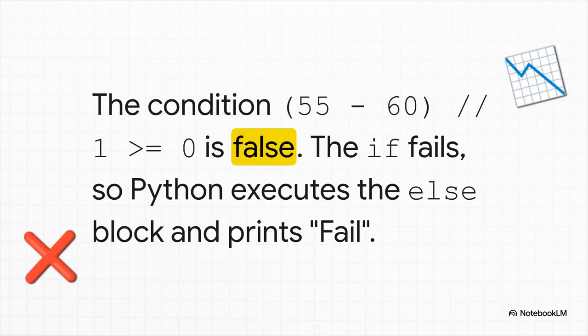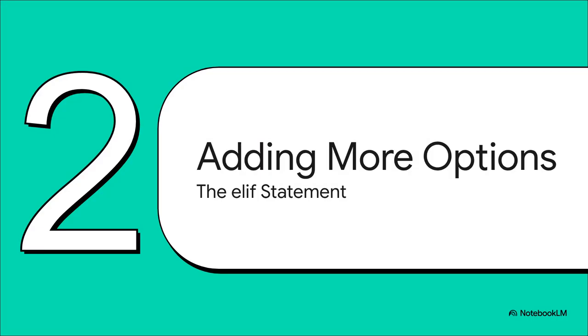And the answer is fail. So why is that? Well, for the code inside an if block to run, the condition has to be true. In our case, 55 minus 60 is -5, and -5 is definitely not greater than or equal to 0. So, because the if condition is false, Python just skips it, jumps right down to the else block, and prints fail.